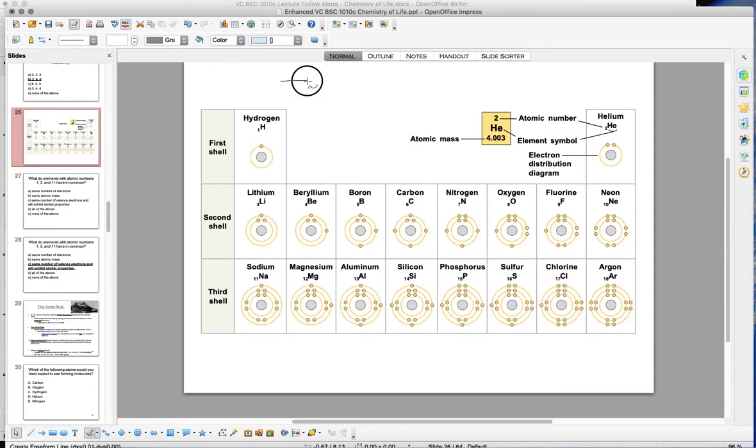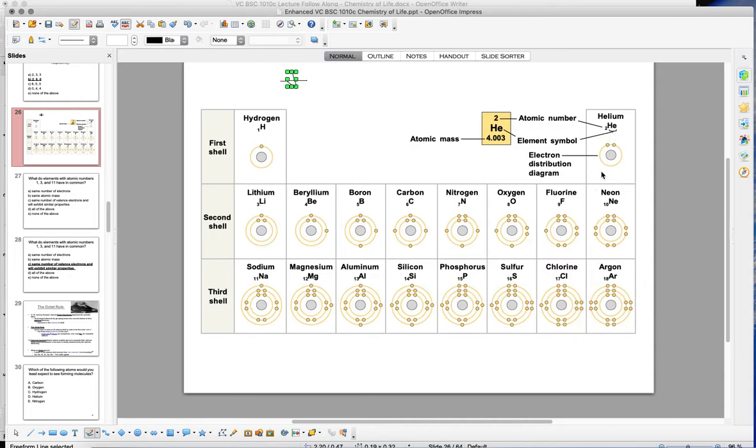This is actually a really, really good slide, this one, for you guys to take a look at. Helium here has a first shell, so it has 2 filled up already. Neon, which is the next one, neon's atomic number is 10, so it has 2 in the first shell and then 8 in the second shell, which is filled. Argon's atomic number is 18, so it has 2 in the first shell, 8 in the next shell, and then 8 in the next shell. So everything's all filled up.